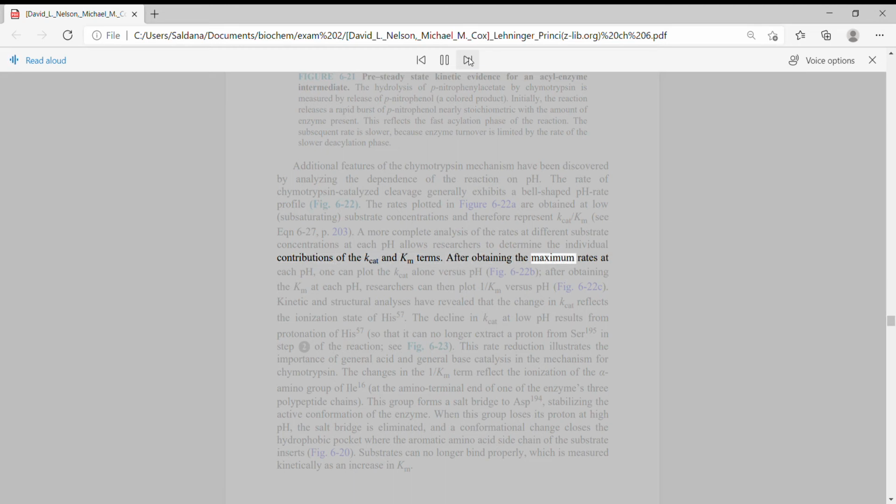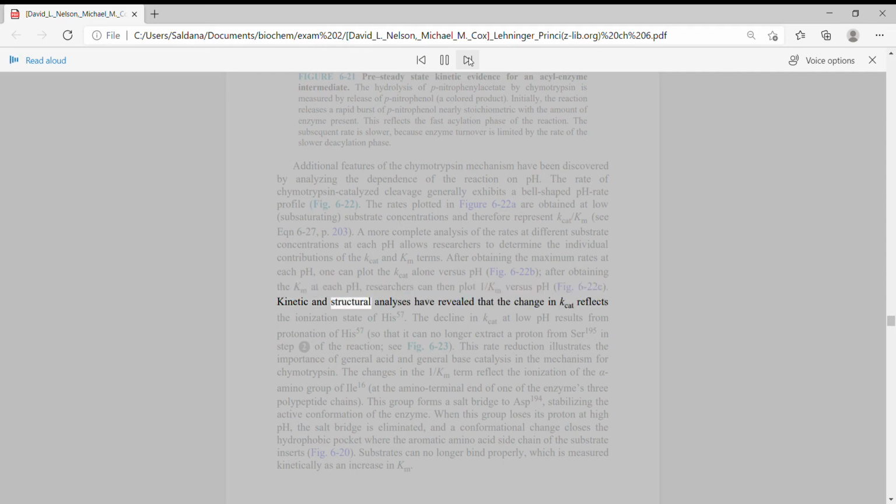After obtaining the maximum rates at each pH, one can plot the kcat alone versus pH, Fig. 6-22b. After obtaining the Km at each pH, researchers can then plot 1/Km versus pH, Fig. 6-22c.